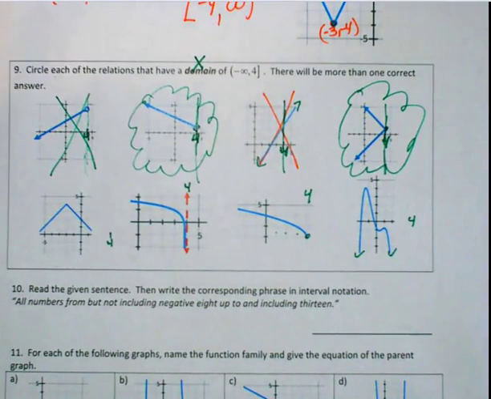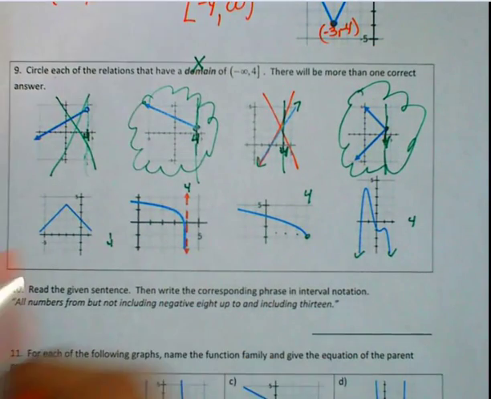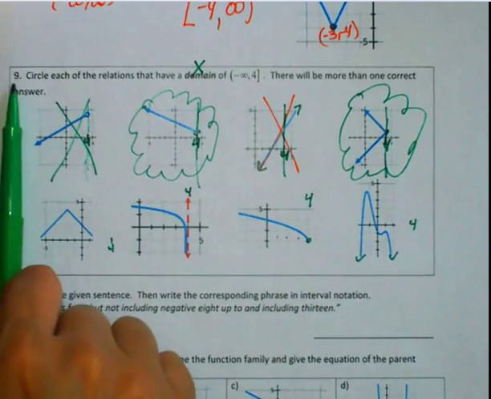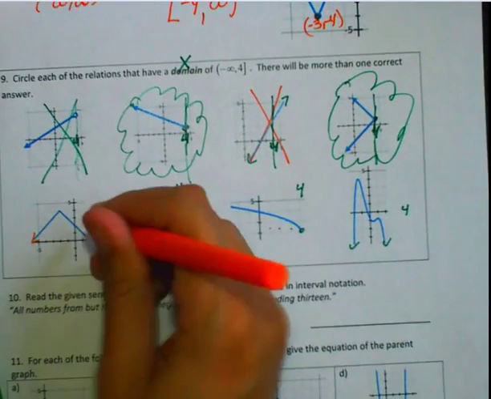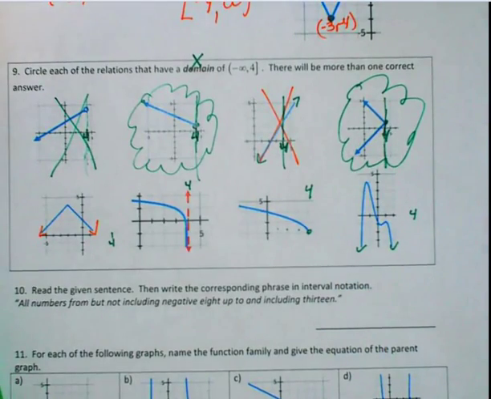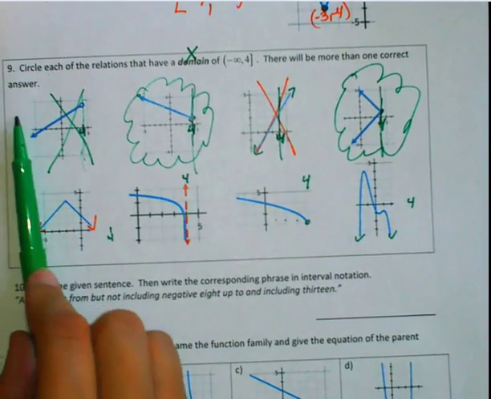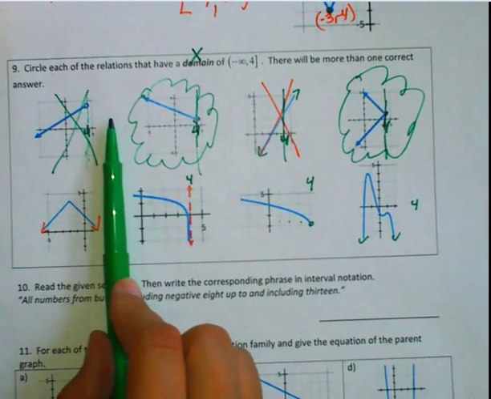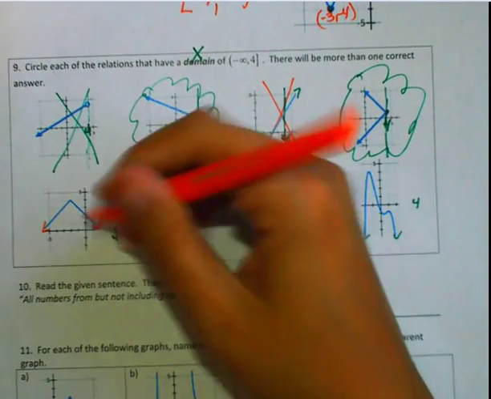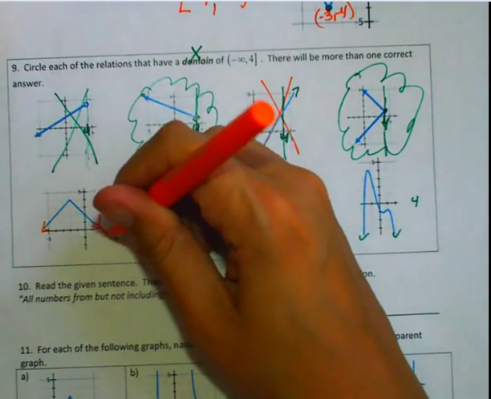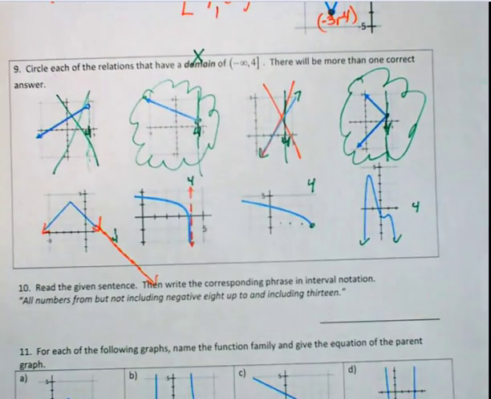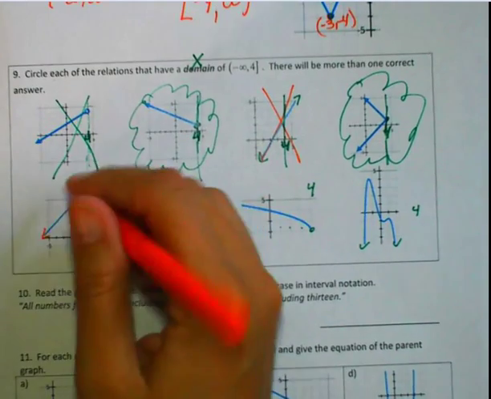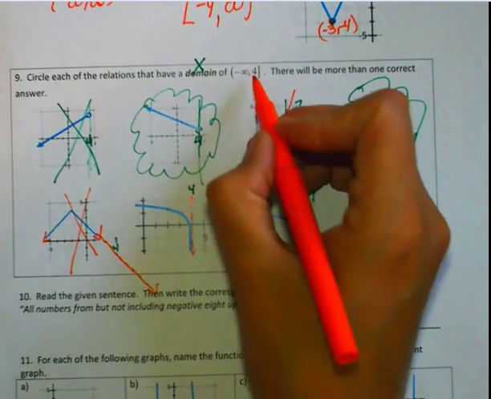All right, let's take a look at the next one. I'm starting over here at the left. I want that graph to exist at negative infinity, which it does. I'm good, I'm good, I'm good. 4 is way out here, but notice that this graph is going to keep going and going. It does not stop at 4, which means this cannot be an answer. We want it to stop and include 4.